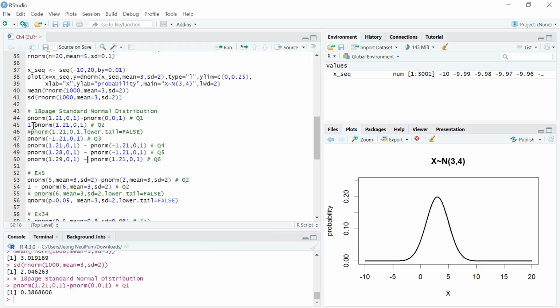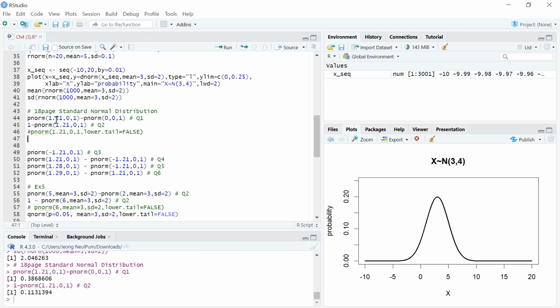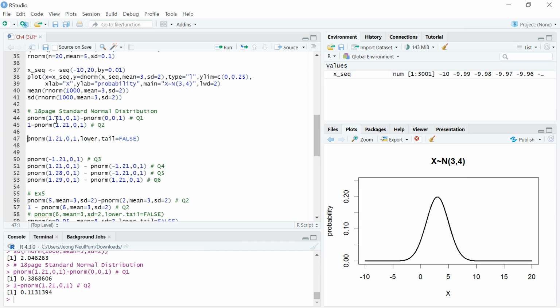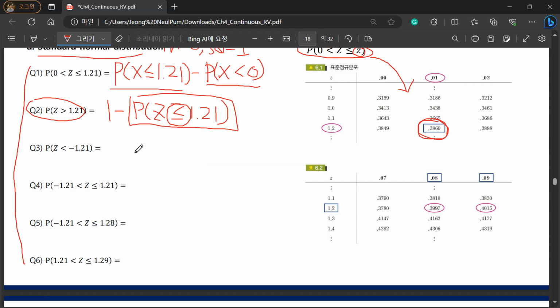So this is the reason why I just deduct the result of the pnorm function from 1 here, which is about 0.11. And if you are a little bit confused about getting the difference between 1 and the result from the pnorm function, you don't actually have to deduct the result from 1 if you set the lower.tail option as FALSE.